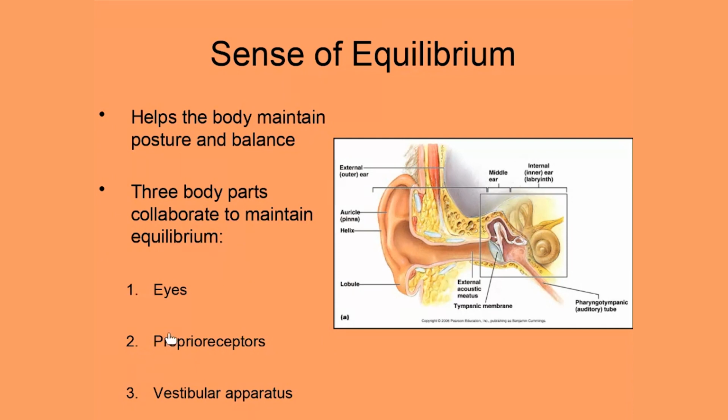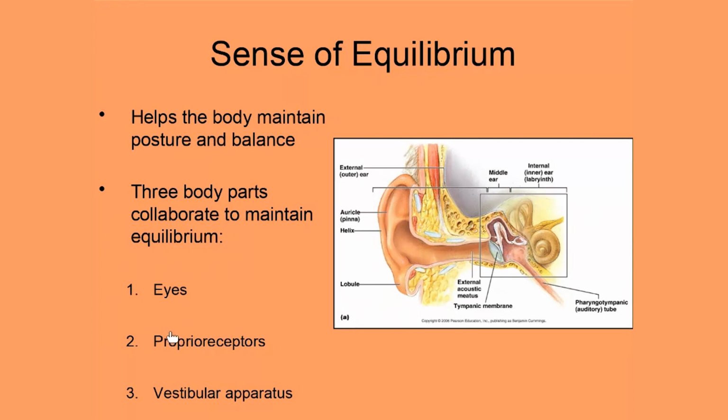You're going to do an activity in the folder that goes along with this section that helps you to see how the eyes, proprioceptors, and vestibular apparatus all work together to maintain balance in your body. And the way that you're going to do this is by standing against a wall and having somebody draw lines that are perpendicular to your body and in line with your body on the wall.